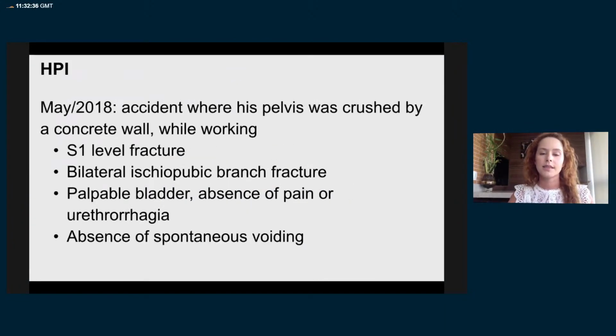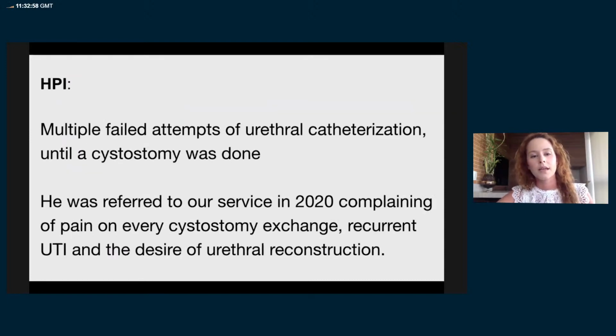Male with pain at the cystostomy. In May 2018, he had an accident where his pelvis was crushed by a concrete wall while he was working. He had an S1 level fracture and a bilateral ischiopubic branch fracture. He had a palpable bladder, absence of pain, absence of spontaneous voiding. He had multiple failed attempts of urethral catheterization until a cystostomy was done. Then he was referred to our service in 2020, complaining of pain on every cystostomy exchange, recurrent UTI, and the desire for a urethral reconstruction.